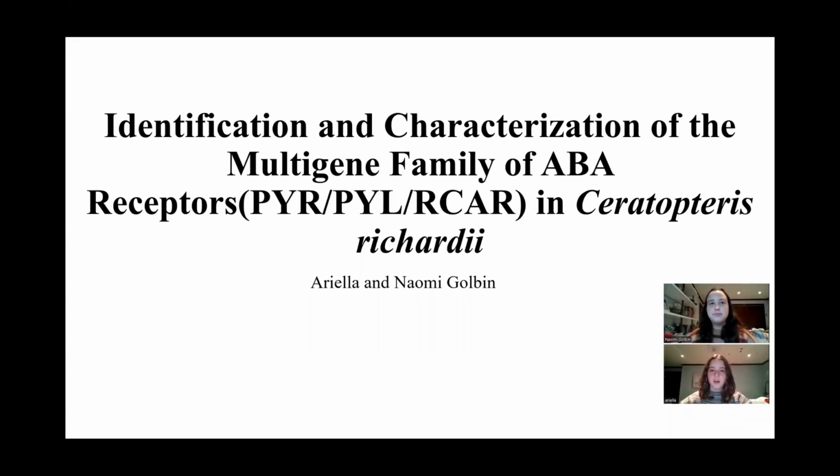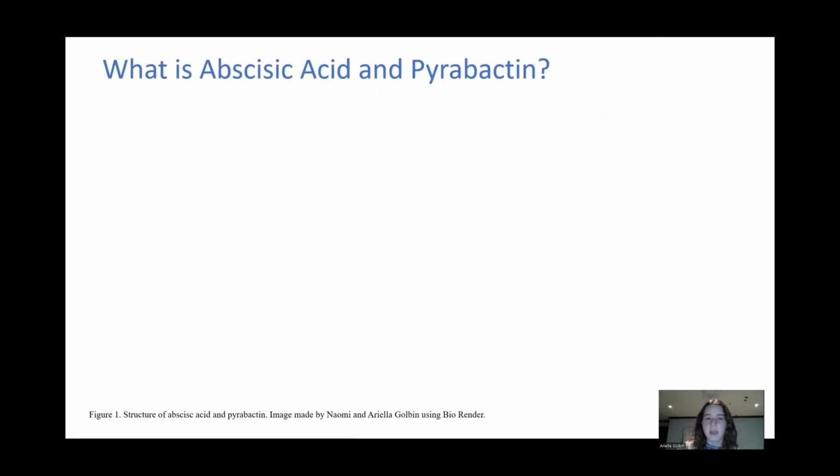And I'm Ariella Golbin. The focus of our research project is to identify and characterize the abscisic acid family of receptors in the fern Ceratopteris richardii. Abscisic acid, or ABA, is an isoprenoid molecule that is produced in the chloroplast in all parts of the plant.